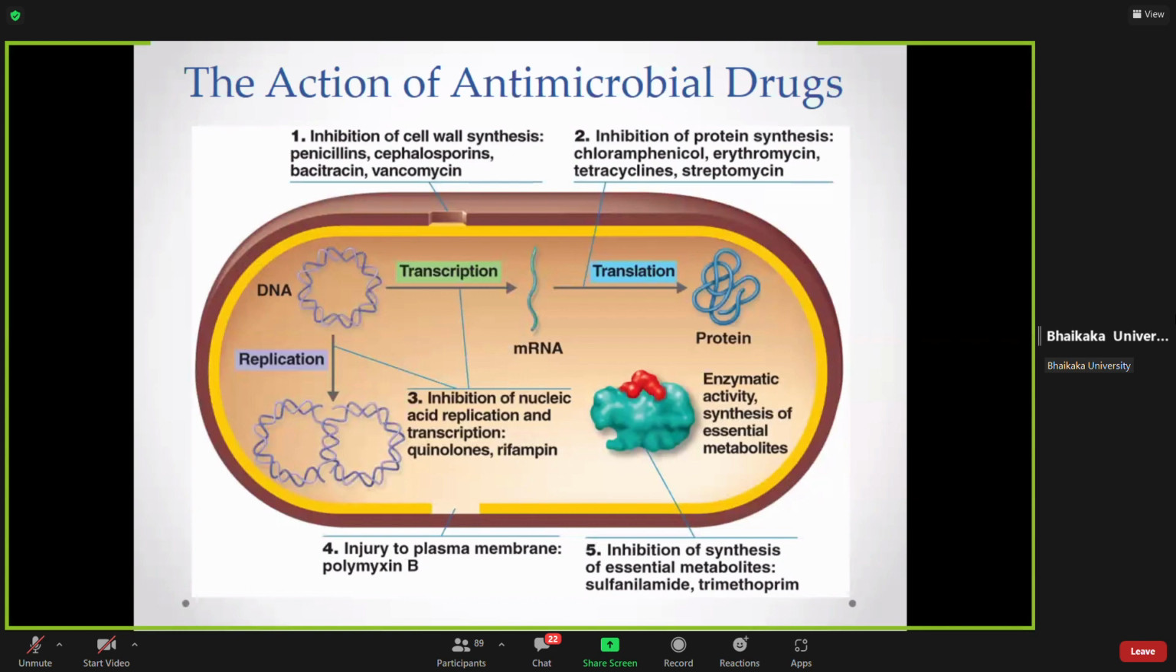And another mechanism is inhibition of nucleic acid replication and transcription, which is also very crucial for cell division and cell metabolism. The antibiotics working there are quinolones, fluoroquinolones, starting from ciprofloxacin, norfloxacin, ofloxacin, levofloxacin, and rifampicin. Okay, and the last one, inhibition of the synthesis of essential metabolites, that is sulfonamides and trimethoprim. Okay, so these are the normal places where the antibiotics work, and they ultimately lead to either inhibition or death of the bacterial cell.